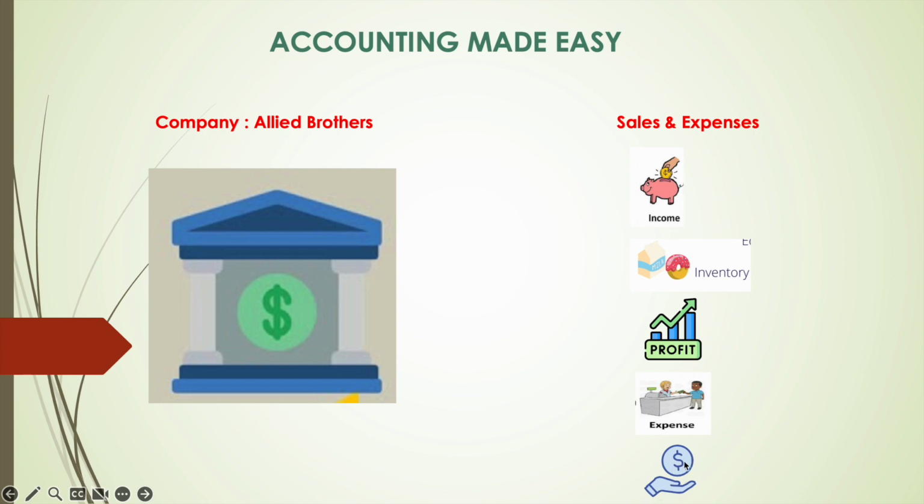Net profit, also known as net income or net earnings, is the amount of money a company has left over after subtracting all expenses from its total revenue. It represents the profit generated by the business after accounting for all costs and taxes. The formula for net profit is: net profit is equal to total revenue minus total expenses.